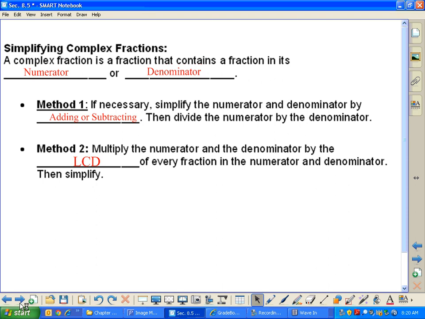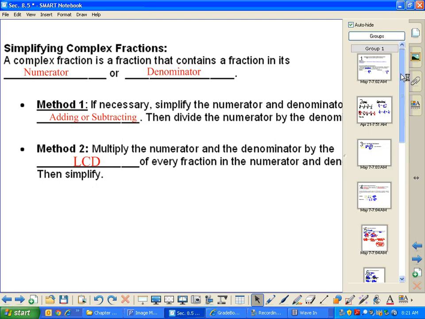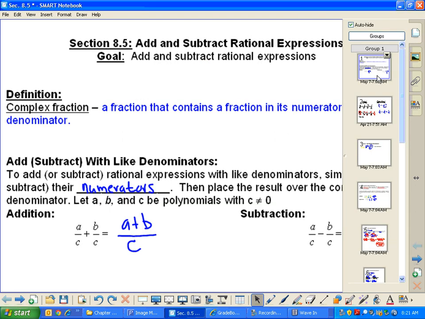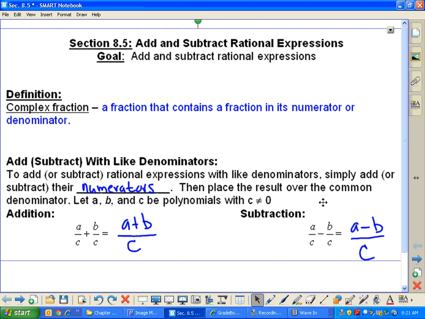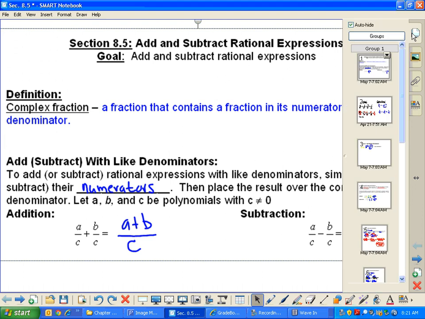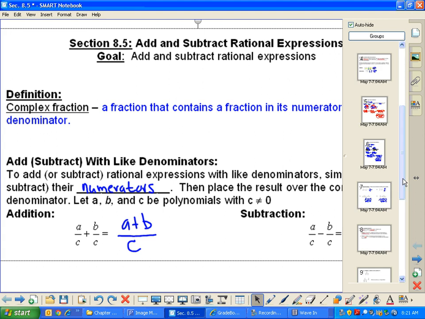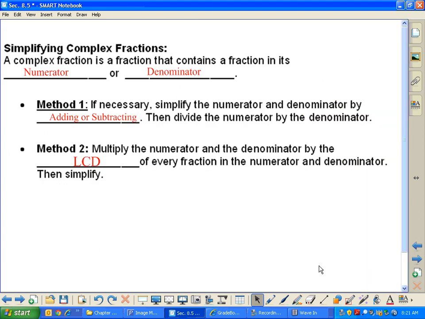And just to read it over with you, you kind of had this vocabulary word at the beginning of the section. A complex fraction is just a fraction that contains a fraction, again, in its numerator or denominator. So to sort of build off of that definition that you copied down a little bit ago, we have a step-by-step process again for how we simplify complex fractions. And we actually have two methods for simplifying those.